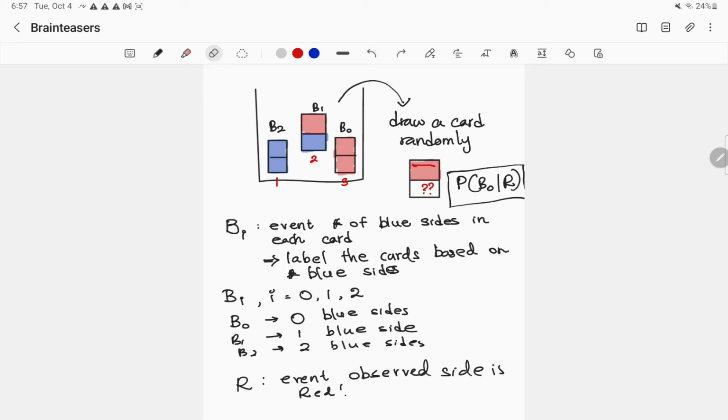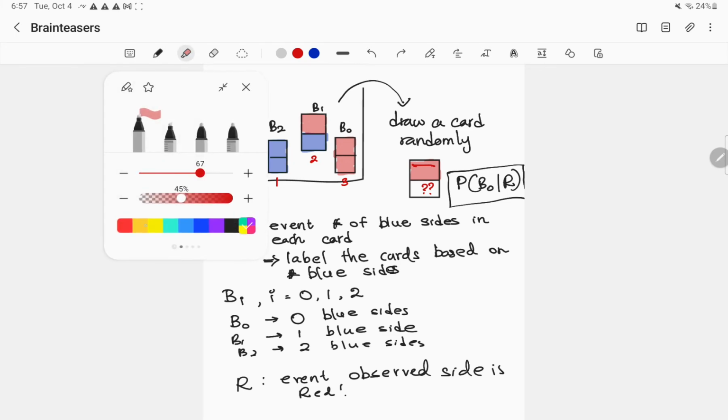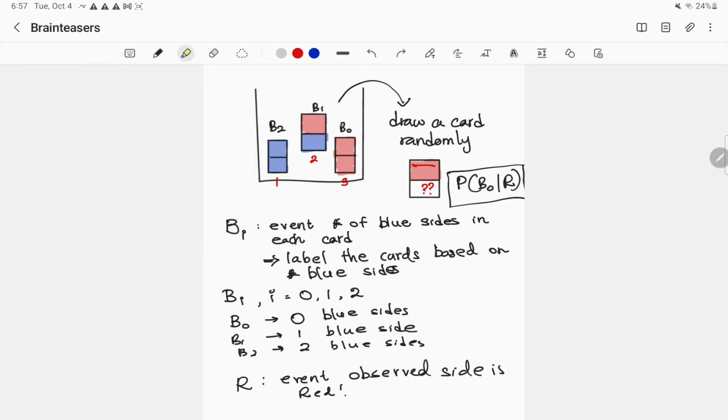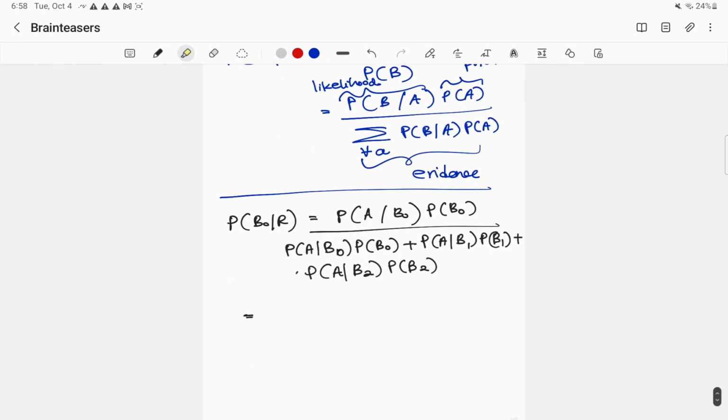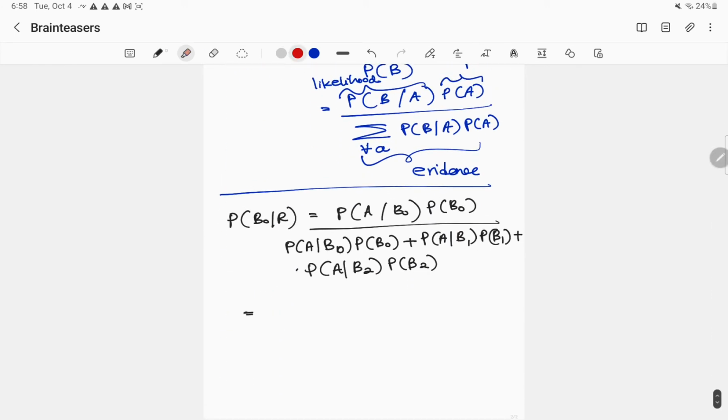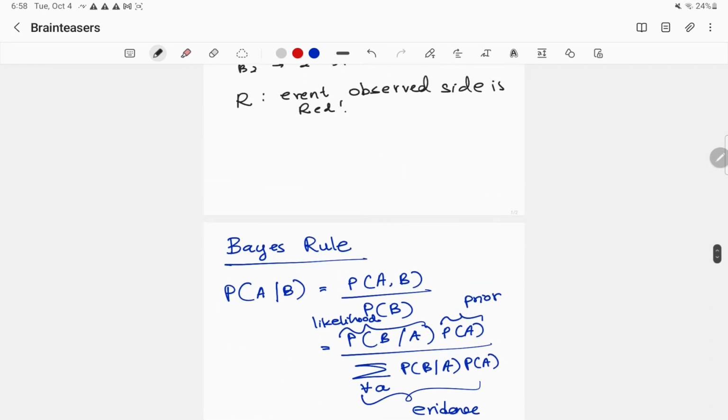We can see from these three cards, this one, given B naught, so we are in here, and the probability of one side becoming red is 1. There are no other choices. So the first term becomes 1 times the prior probability of the B naught event.